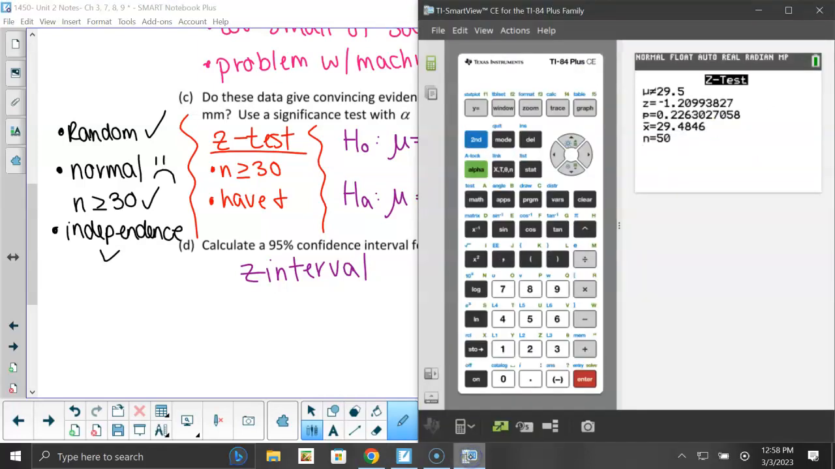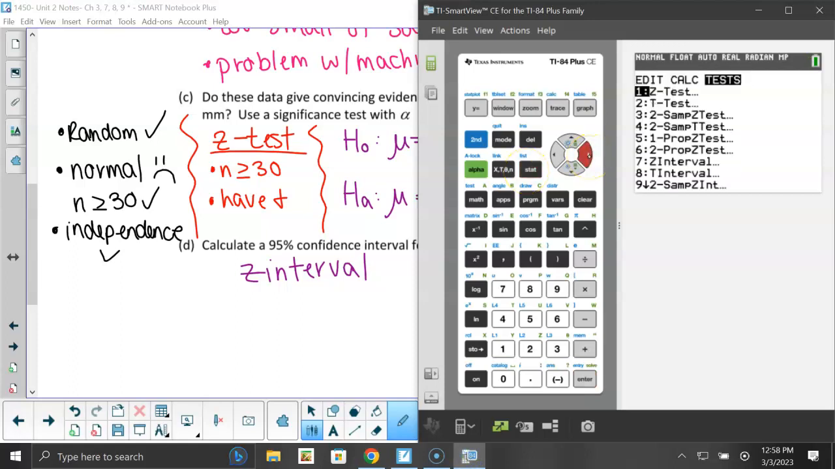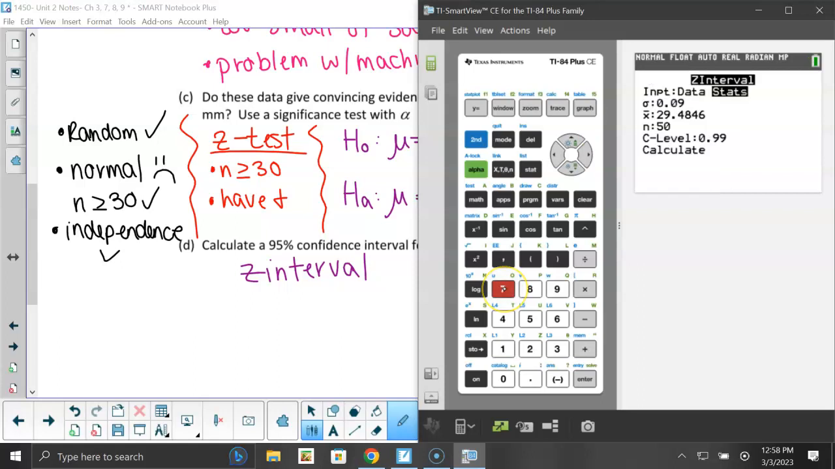So, when you run a Z interval, it's stat, tests, Z interval is number 7. Because your calculator can be kind of smart sometimes, it'll actually enter stuff from before.